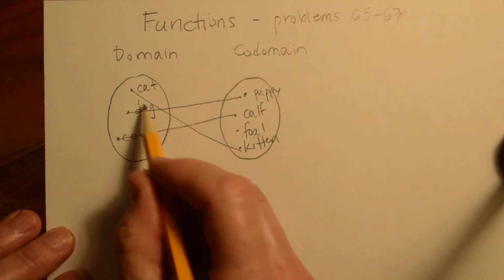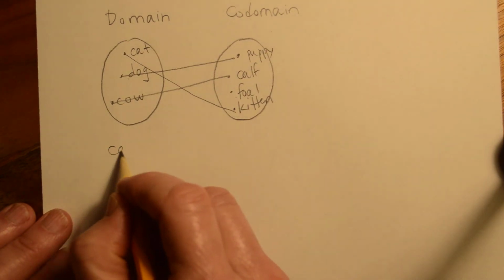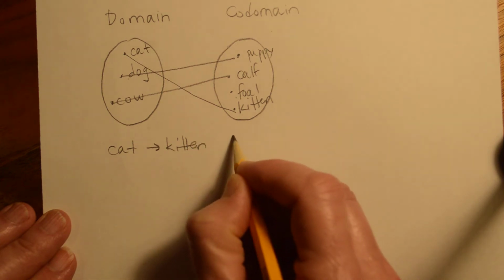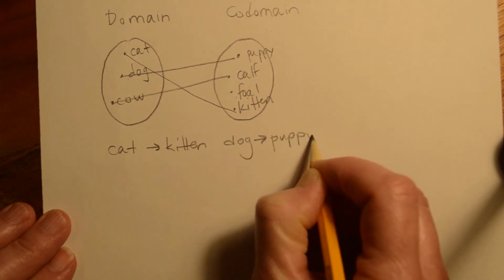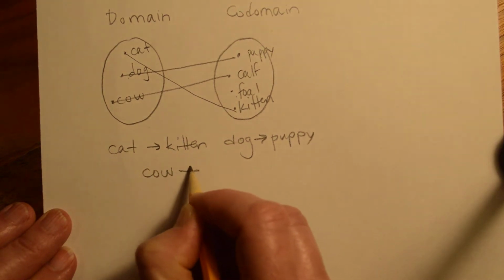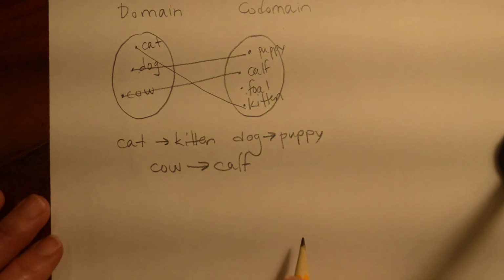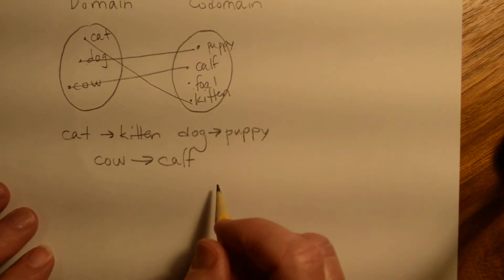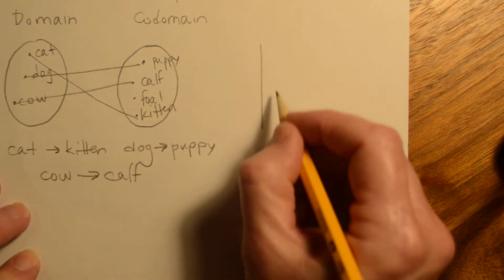All right, so this is how we did it before. We showed the line sometimes that went from one set to the other, or we just did cat gets matched to kitten, dog gets matched to puppy, and cow gets matched to calf. So those are two ways that you've seen it before. There's a new way that they're going to present in the packet that looks like this.